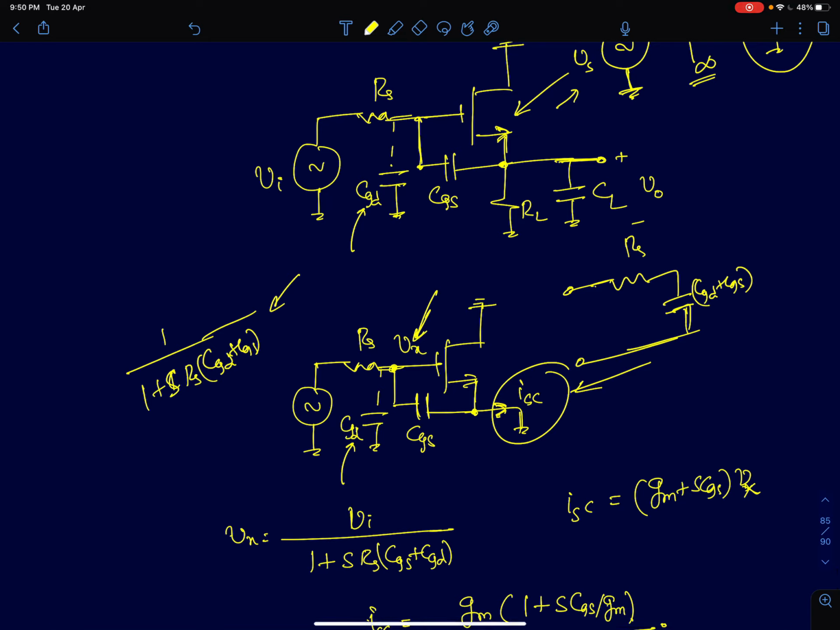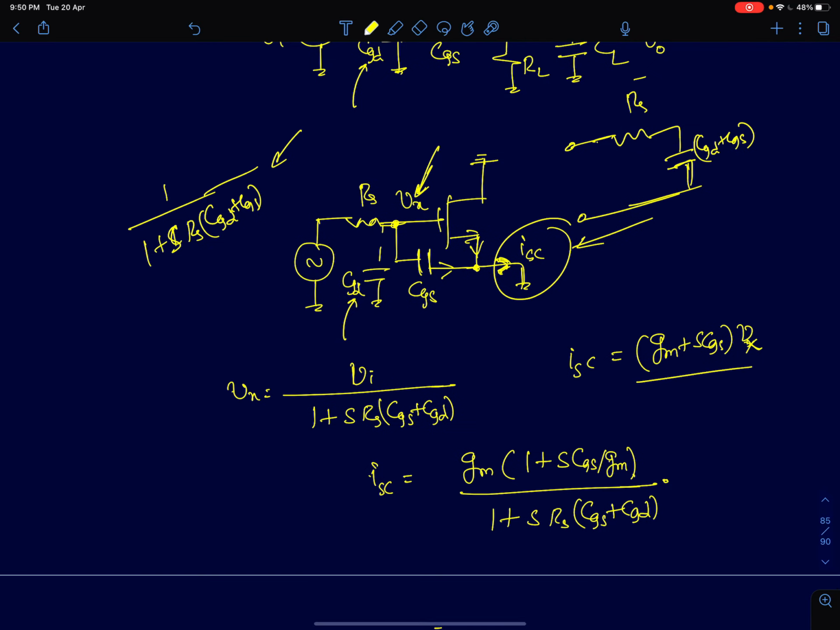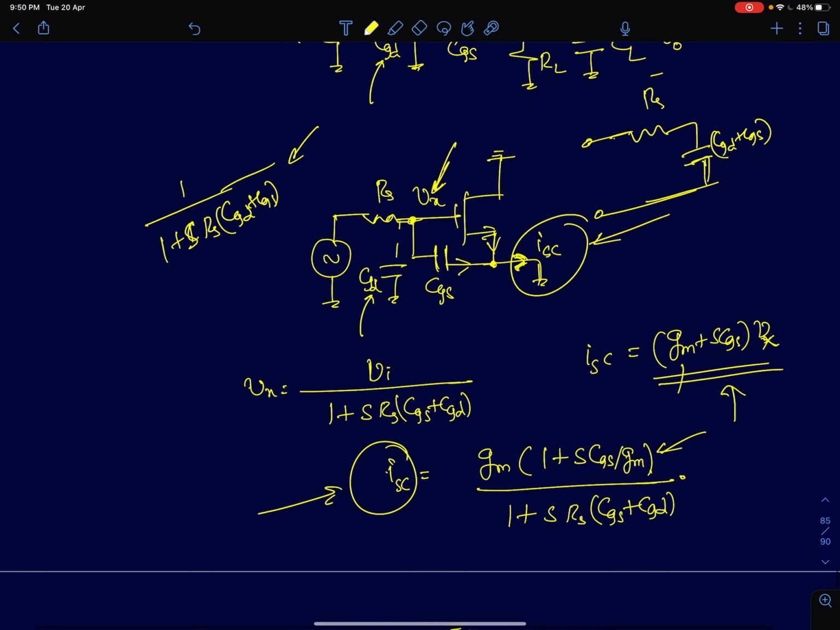Now once you know this node voltage Vx, the output current is simply given by the current through the capacitor plus the current through the MOSFET. That is simply Gm plus SCGS into Vx. So the overall short circuit transconductance is given by Gm into 1 plus SCGS by Gm, where I have taken Gm common. I'm going a little fast here because this is something we have already done. It is Gm into 1 plus SCGS by Gm, divided by 1 plus SRS into CGS plus CGD.